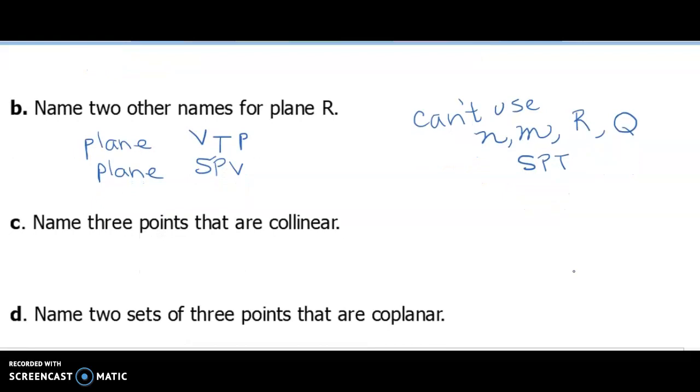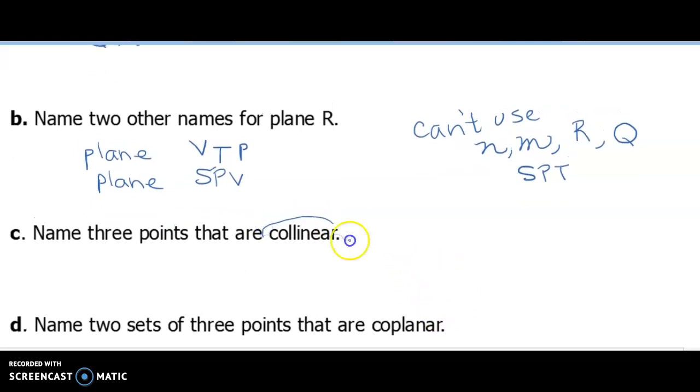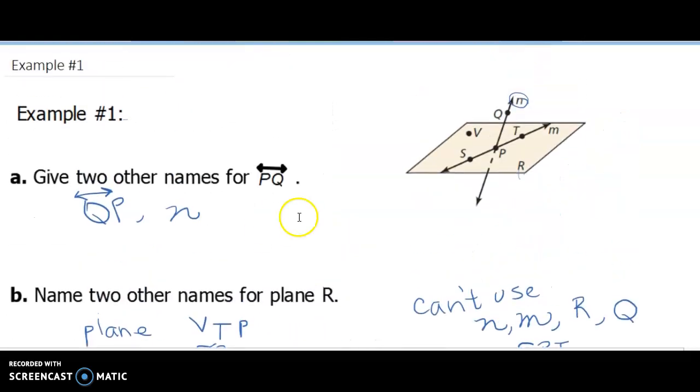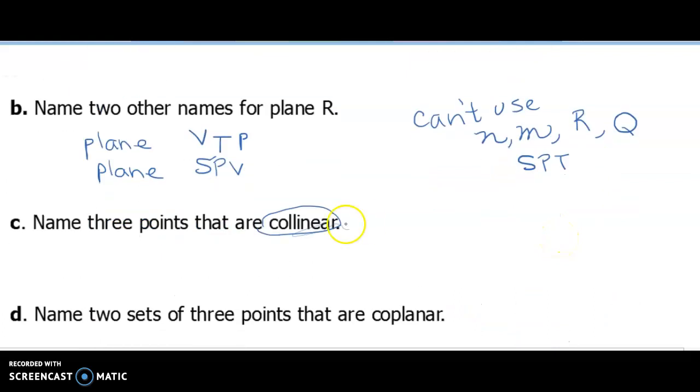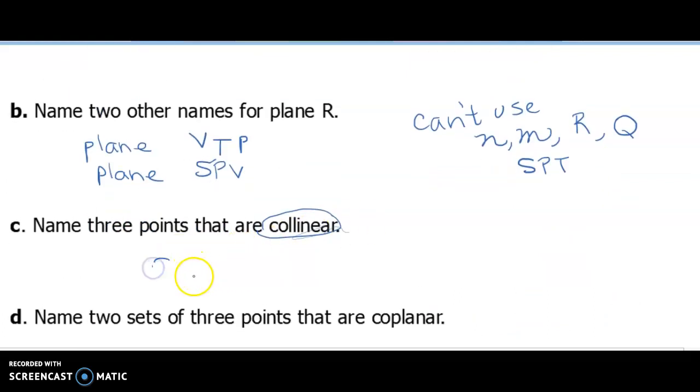All right, name 3 points that are collinear. So the keyword here is collinear, and you should know that collinear means on the same line. So if we look up here, there's only one set of 3 points that are on the same line, and it's right here. So we could say S, P, and T.